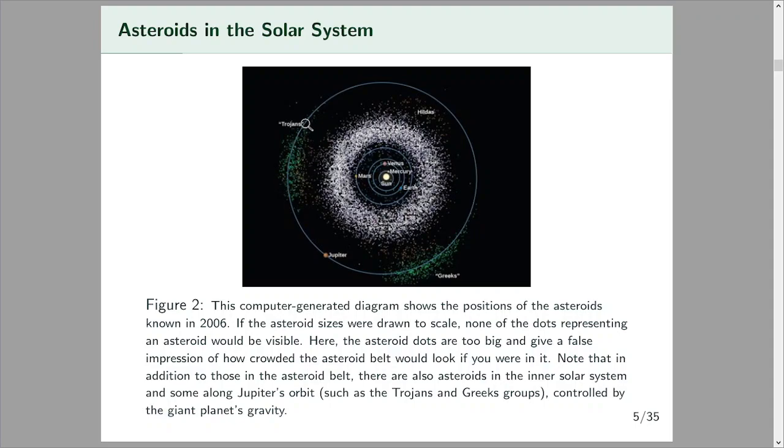You'll see a few clumps right on Jupiter's orbit. These are called Lagrange points. They're stable points for asteroids to be orbiting. The Greeks group of asteroids goes around ahead of Jupiter, and the Trojans lag behind. They're both about 60 degrees off, and those are stable spots in the orbits. We talk about why the gravity works for that in advanced physics classes sometimes.